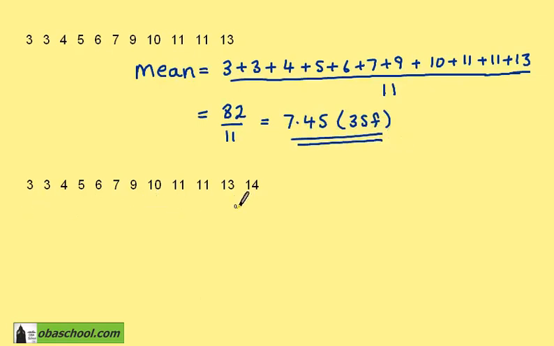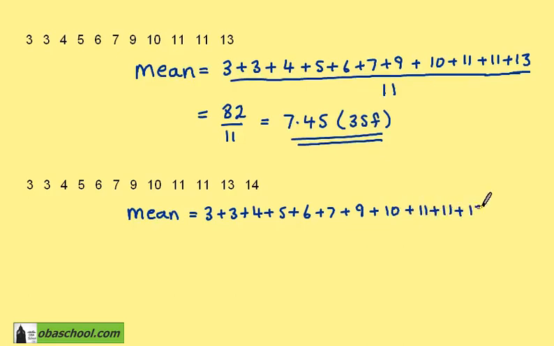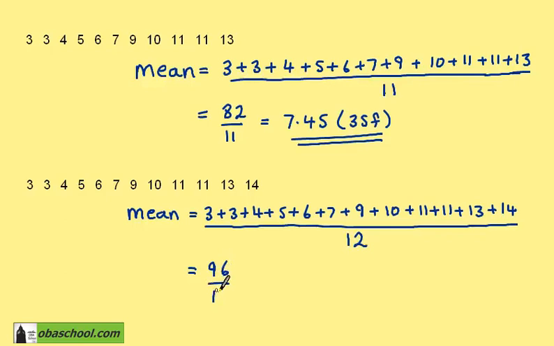For this second data set, we do the same type of calculation. To work out the mean, we add up all of the pieces of data to find the total sum for the data. And then, when we've found that sum, we divide by the number of pieces of data that we have. In this case, I just added a 14 on the end, so we can see that we have 12 pieces of data. This is equal to 96 over 12, which comes to 8.